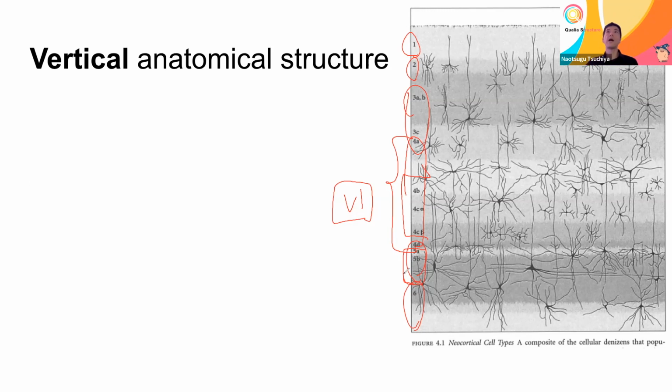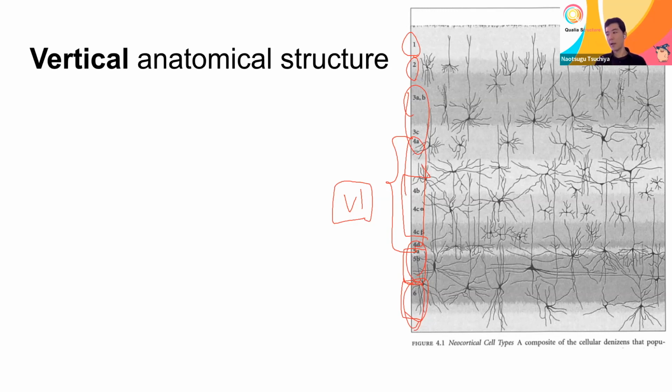Do you have any ideas of the areas that would have a thick layer 5 or layer 6 that also has an output? In the chat box, do you have any ideas? What types of structure should have layer 5 or layer 6 with large neurons? Maybe it's a bit difficult.